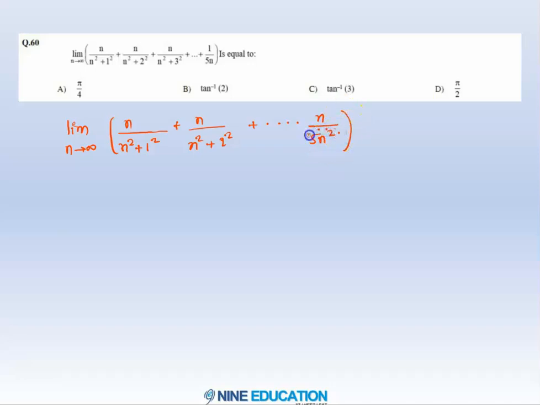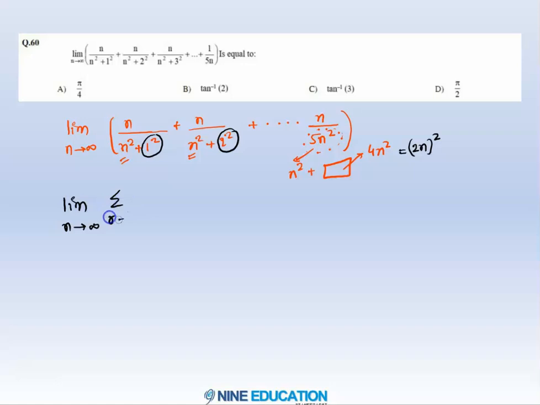And therefore we need to understand what this denominator is at the last, because everywhere we are having the first term of the denominator as n square. So definitely here also the first term would have been n square. Then what about the second term? Definitely it must be 4n square. And since we were writing all the second terms of the denominator in the form of squares, I can also say that this 4n square can be written as (2n) whole square. It means we have understood the pattern, and I can simply write this as limit n tending to infinity, summation r is equal to 1 to 2n, and this is given by n by n square plus r square.